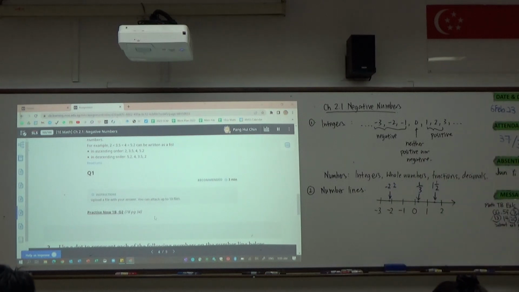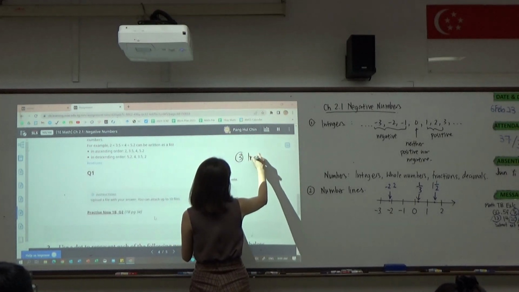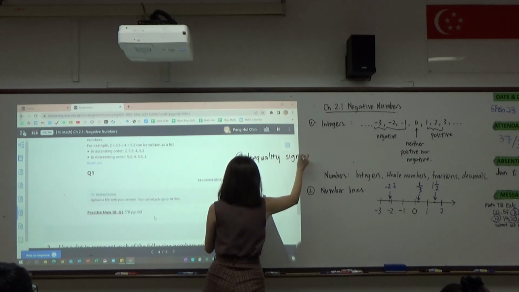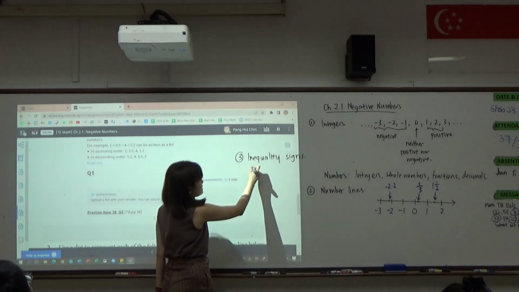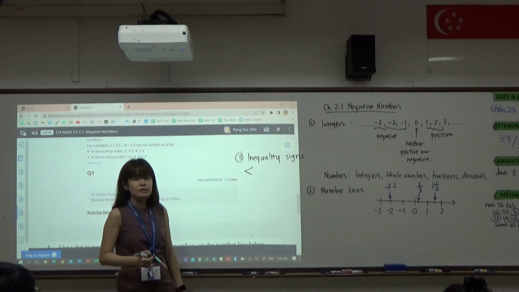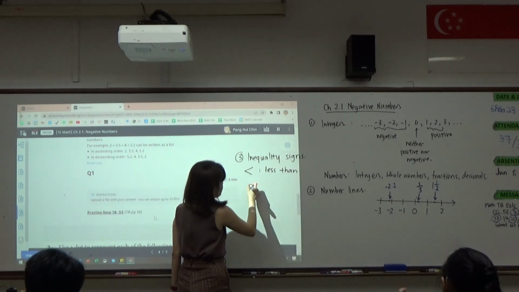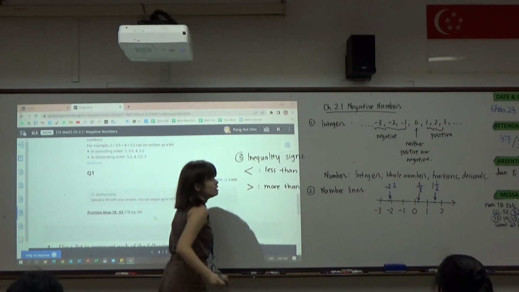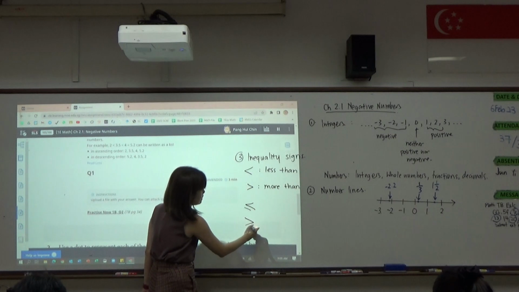Next thing is about inequalities that I mentioned earlier already. You need to be familiar with what inequality signs are. The very basic one: this one is your less than, and this one is your more than. Of course, sometimes you also use less than or equal to and more than or equal to.